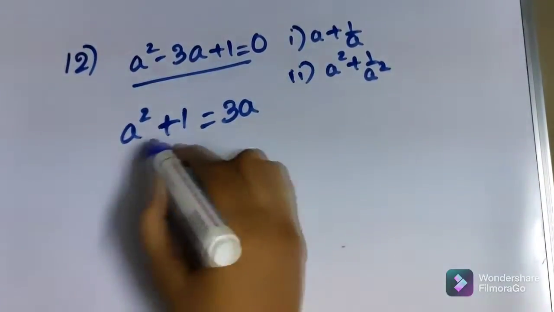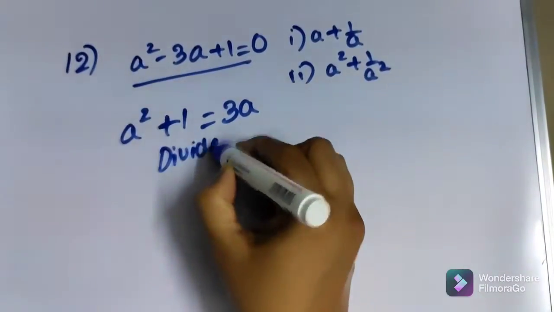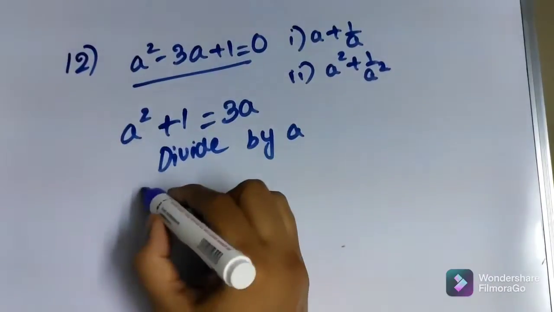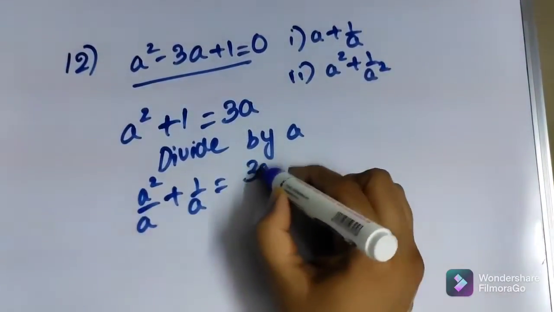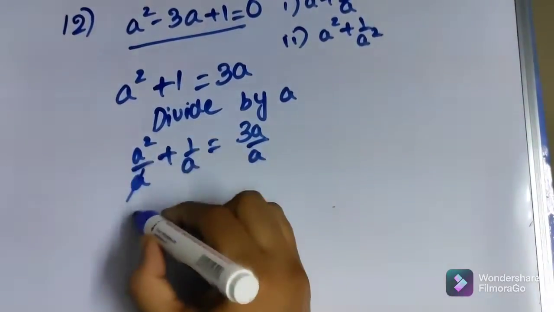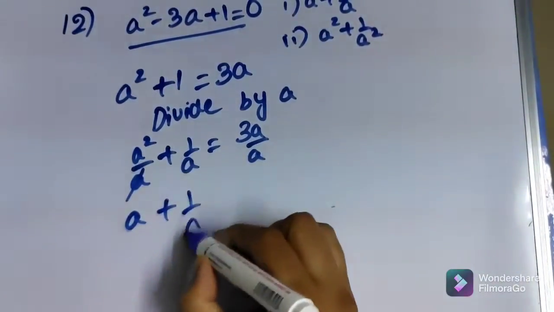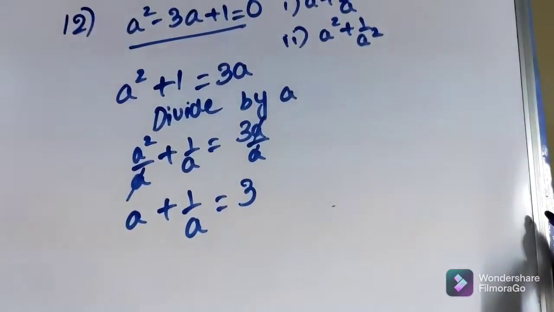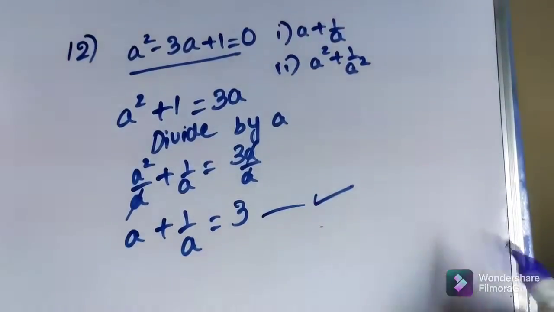So now we divide this entire equation by a. So what do we get here? A square by a plus 1 by a is equal to 3a by a, isn't it? So now we have here a getting cancelled. We are left with only 1a here, 1 by a as it is. So this a gets cancelled. We have this a plus 1 by a. So now we have got the value of a plus 1 by a. Already one part is done.